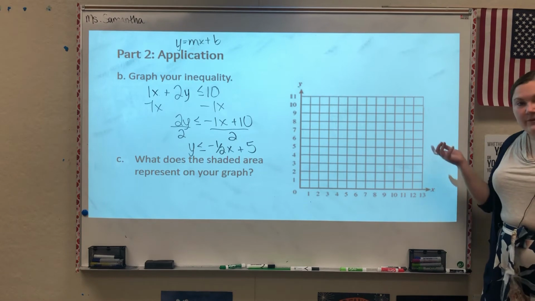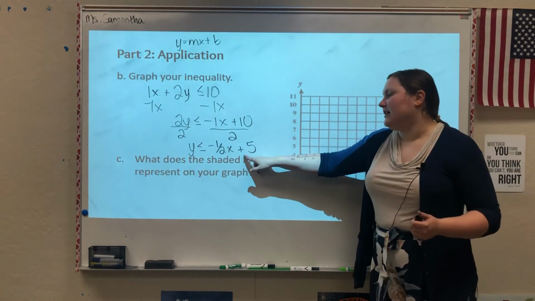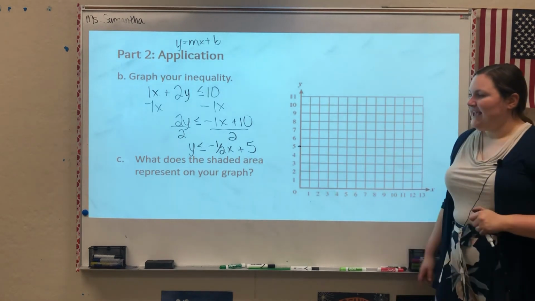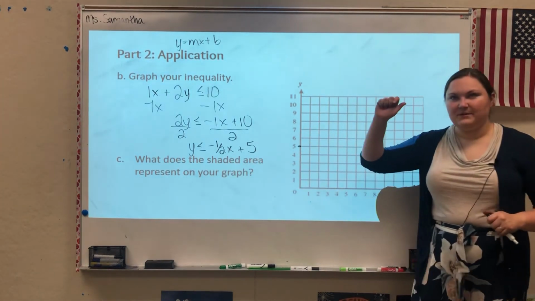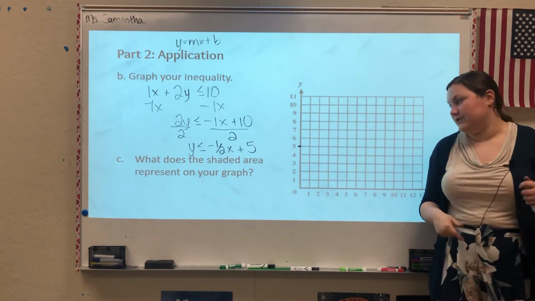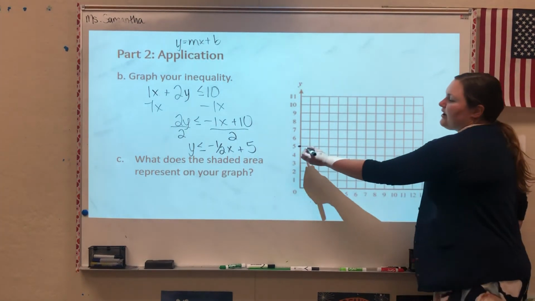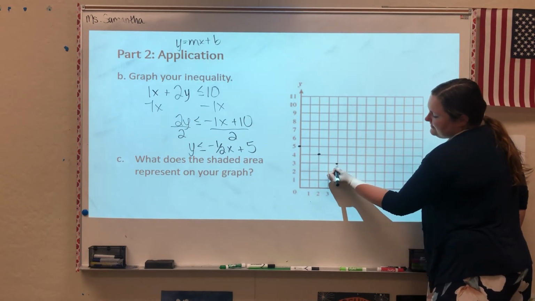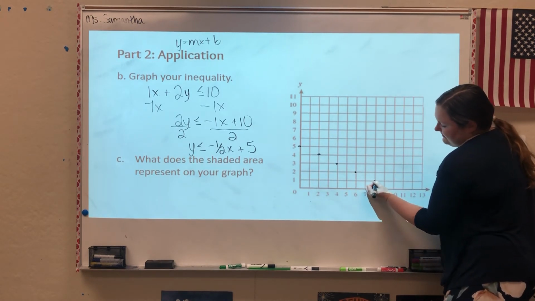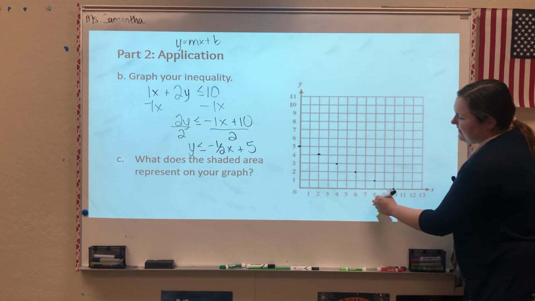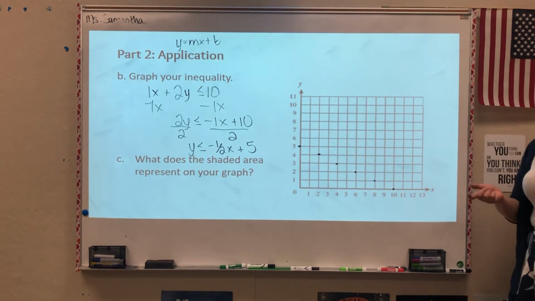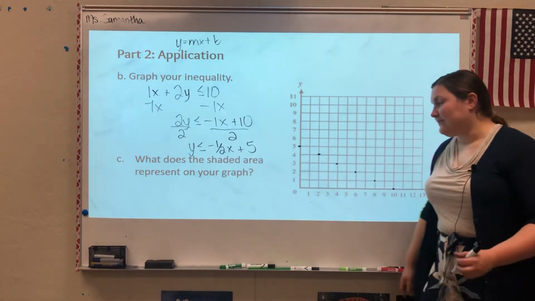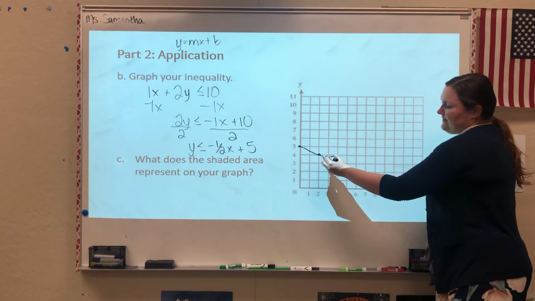To graph though, we go through the same steps. I want to start on my y-axis at 5. It's going to be a point right here. My slope is negative 1/2, so that means I want to go down 1 over 2. Starting here, I want to go down 1 over 2 and keep doing that across my graph. I get a bunch of points. Like we learned today, I need to choose a line. This is going to be a solid line because it's got the or equal to. So I'm going to draw my solid line.